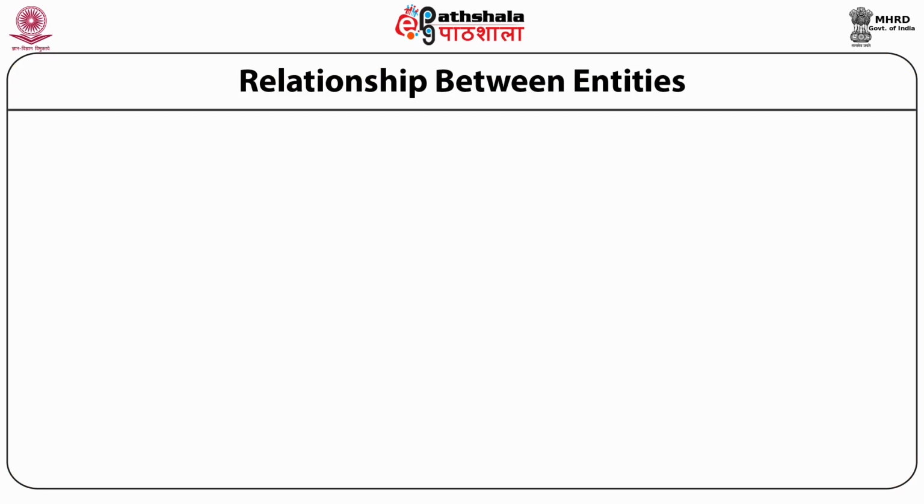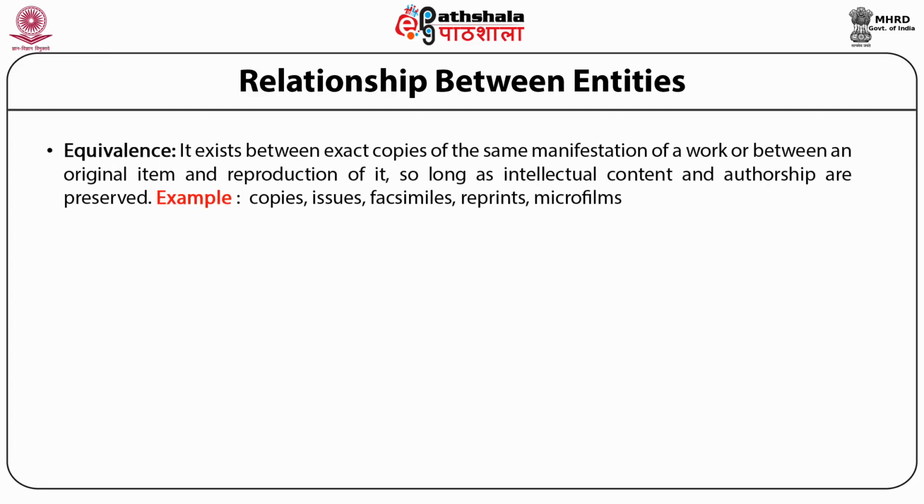Let's take a look at relationship between entities. There are three aspects to it, in fact. Firstly, equivalence, derivative and descriptive. With regard to equivalence relationship, it exists between exact copies of the same manifestation of a work or between an original item and reproduction of it, so long as intellectual content and authorship are preserved. Examples are copies, issues, facsimile, reprints, microfilms, etc.